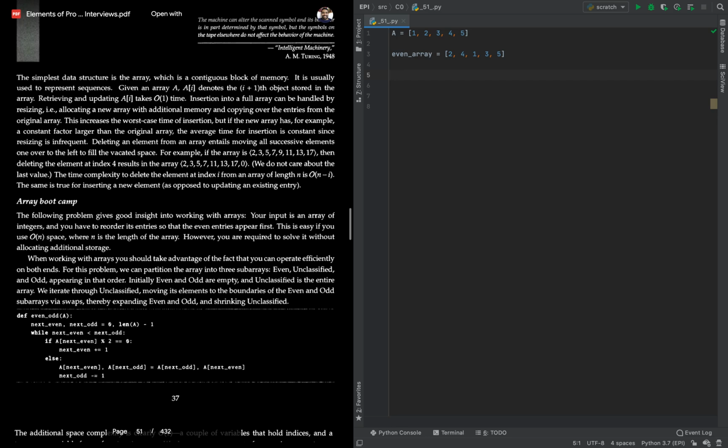So let's call, I'll work through the problem here. Our function is called even odd. So you're gonna wanna check. Okay, so these are probably the pointers, right? You have your next even and your next odd. So those are the two pointers. They're both being initialized to 0.